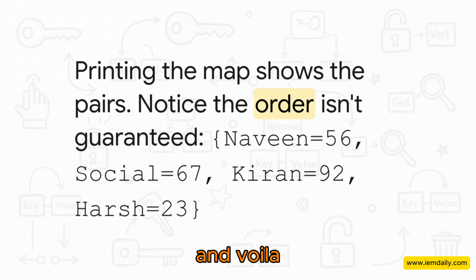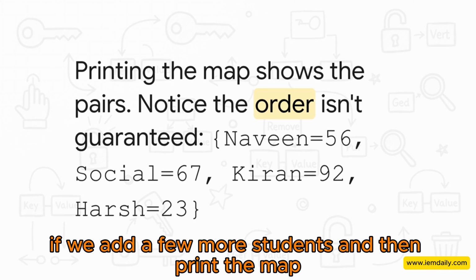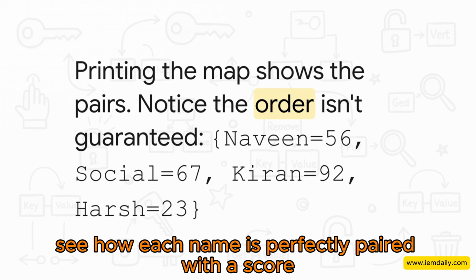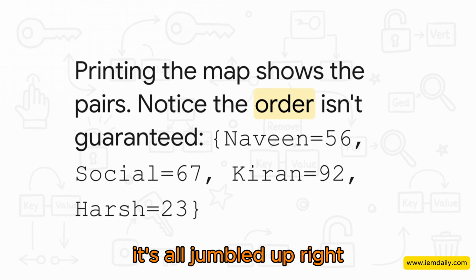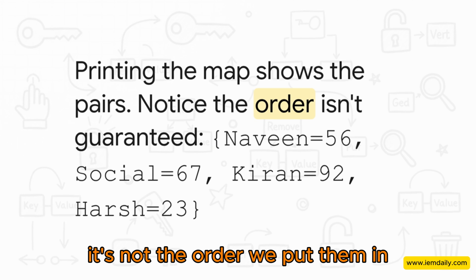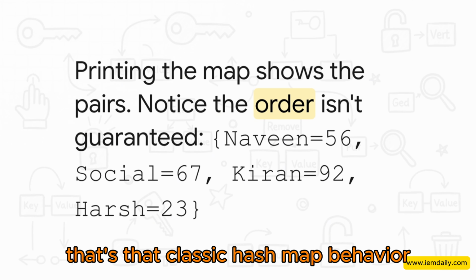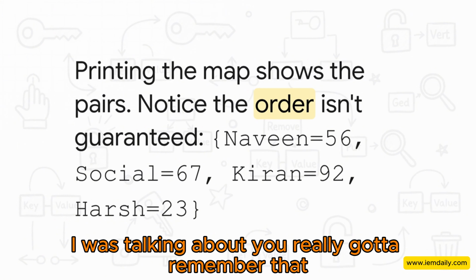And voila! If we add a few more students and then print the map, this is what you get. See how each name is perfectly paired with a score? It's so much clearer. But also, look closely at the order. It's all jumbled up, right? It's not the order we put them in. That's that classic HashMap behavior I was talking about. You really got to remember that.